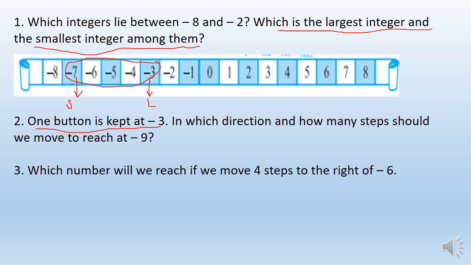Now next, one button is kept at -3. In which direction and how many steps should it be moved to reach -9? If I place my position on -3, then how many steps do I have to move to get -9? So one step, second, third, fourth, fifth and sixth step. Here it may be -9. Okay, so the answer is 6 steps. In which direction? Towards left.